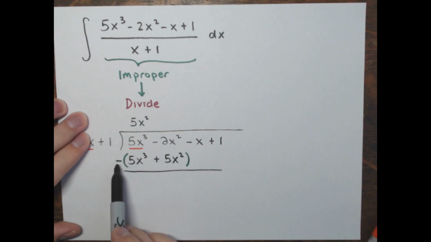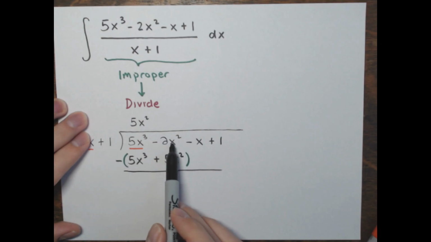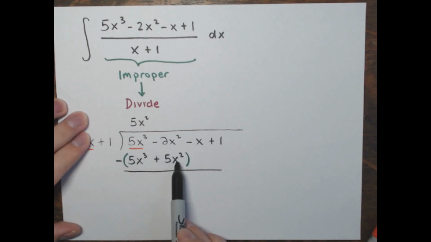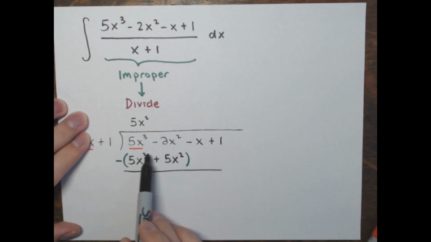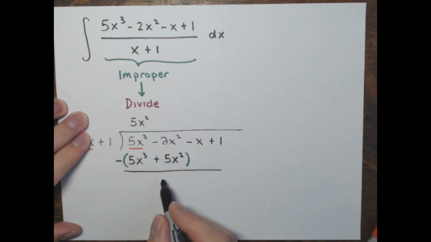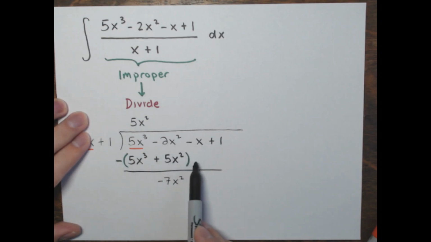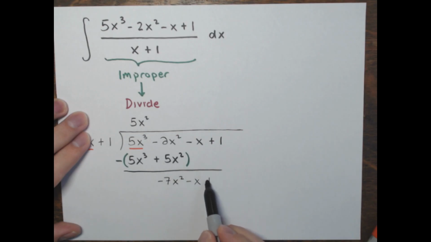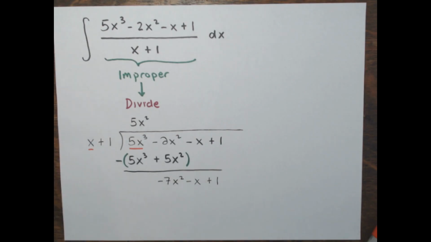Now 5x cubed minus 5x cubed would be gone. That's 0. Negative 2x squared minus 5x squared. Don't forget you're distributing the negative here. You're subtracting everything. Negative 2x squared minus 5x squared would be negative 7x squared. And then we have negative x minus, there's no x here, so just negative x still. And then 1 minus, and there's no constants here, so positive 1 still.